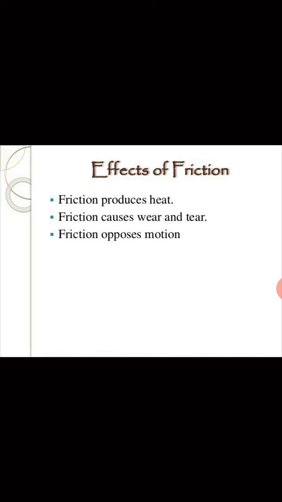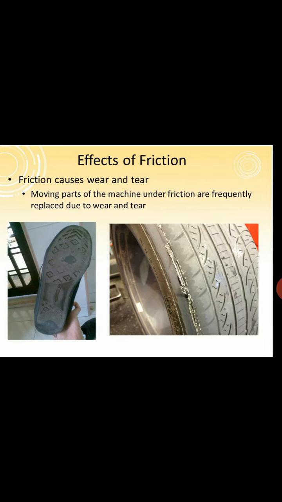The next effect of friction is that friction causes wear and tear. If two things are used again and again, after some time they will wear out and then you need to replace them. This is because of friction. The third effect of friction is that friction opposes motion. The speed of the object is reduced. The motion is opposed by friction, so it reduces the movement of the object. Let us see all these with examples now.